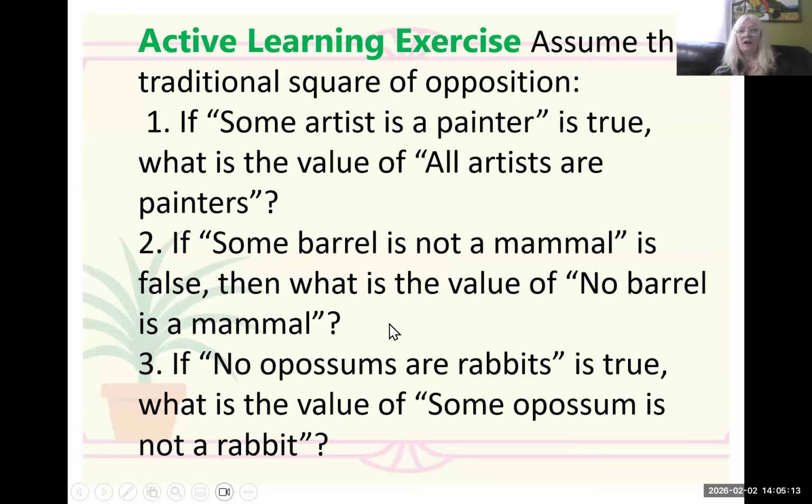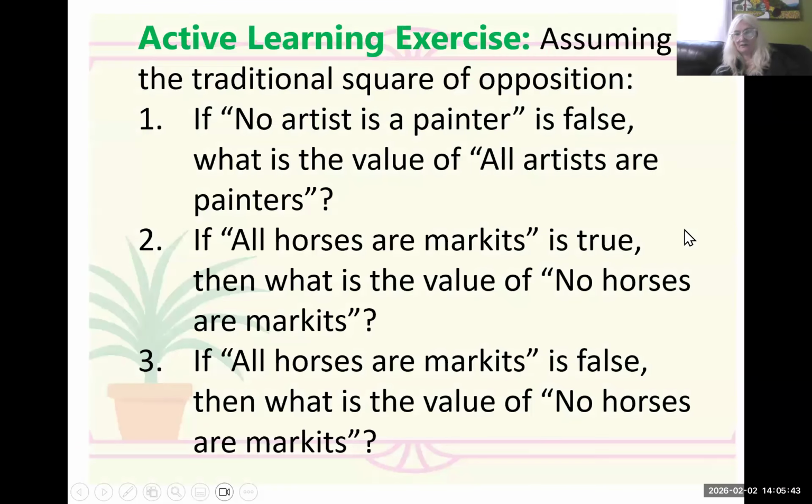So first, assume the traditional square of opposition. If some artist is a painter is true, what is the value of all artists are painters? If some barrel is not a mammal is false, then what is the value of no barrel is a mammal? If no opossums are rabbits is true, what is the value of some opossum is not a rabbit? So here we are using our traditional square, checking for subalternation.